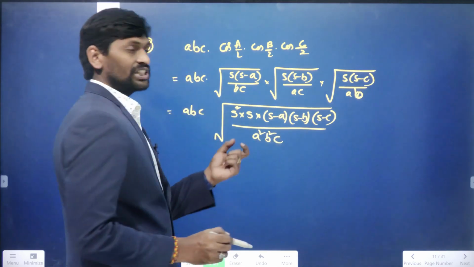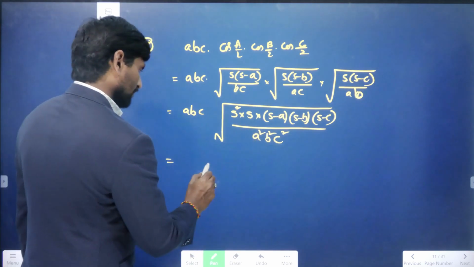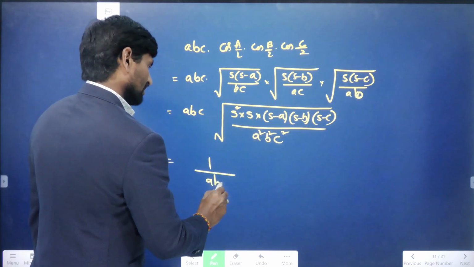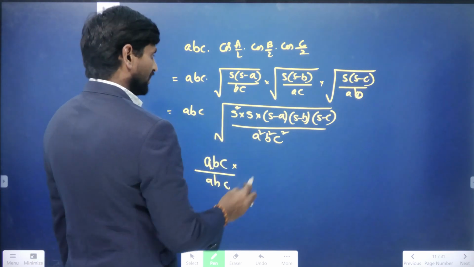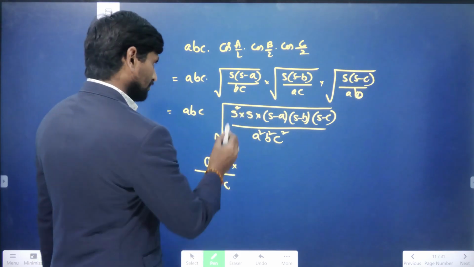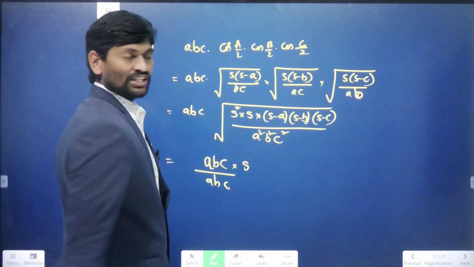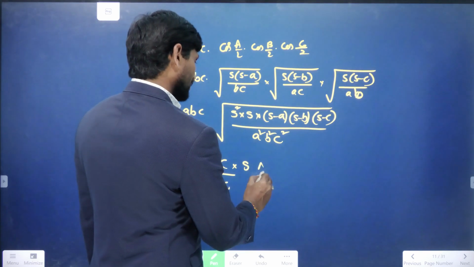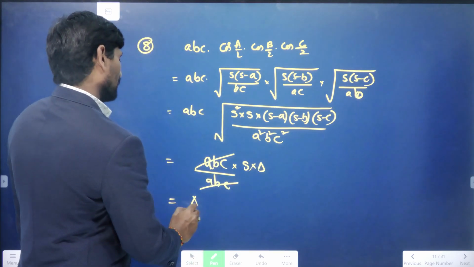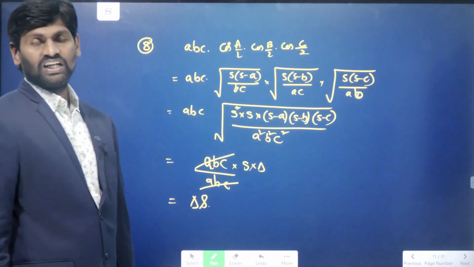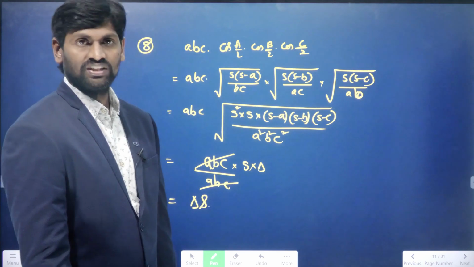A square, B square, C square. If you apply the square root, it will be ABC. Already we have numerator ABC. And what is the remaining terms here? S square into S square. From this S square, I will get 1S. And root over S into S minus A into S minus B, that will be the area of triangle delta. So ABC can be cancelled, delta into S, delta S, or S into delta also delta S. The answer for 8th question is this.